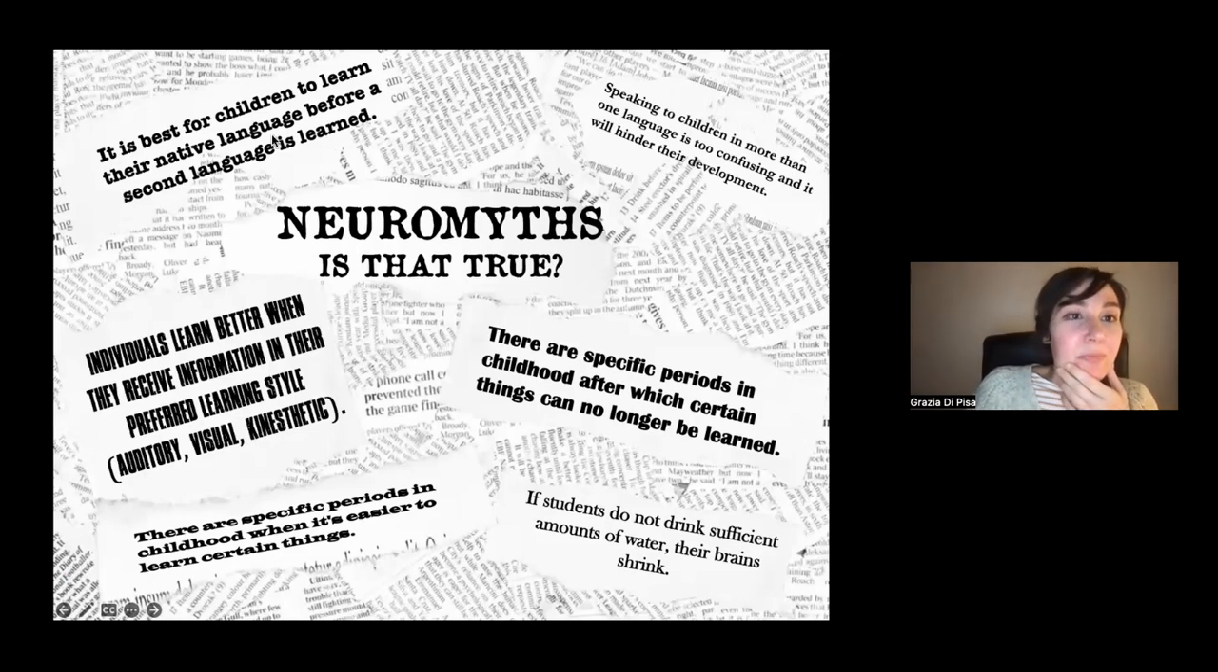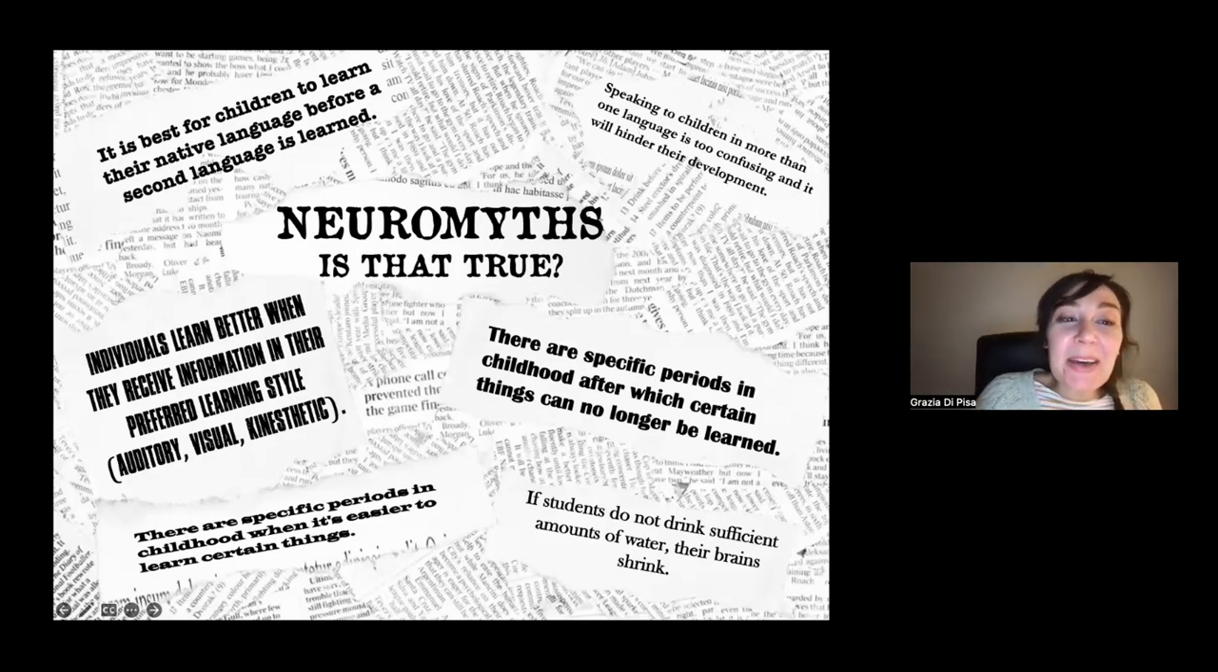Okay, so: it is best for children to learn their native language before a second language is learned. Let's see, raise your hand if you think this is true. Okay, in the room, no one is raising their hands. I don't know, on Zoom? No, I cannot see any. Okay, perfect. Now, one that is a little bit related to this one: speaking to children in more than one language is too confusing and it will hinder their development. Do you think this statement is true? Nope. Okay, good.